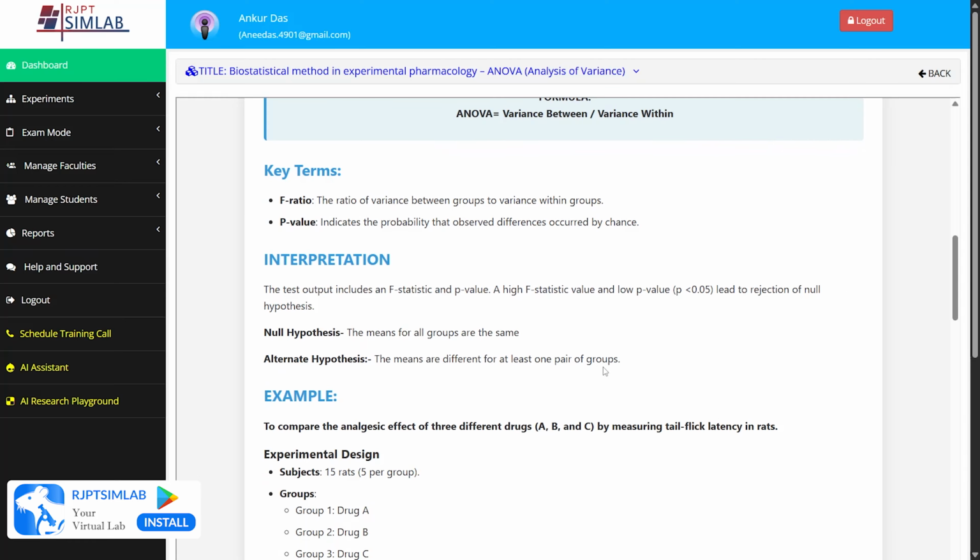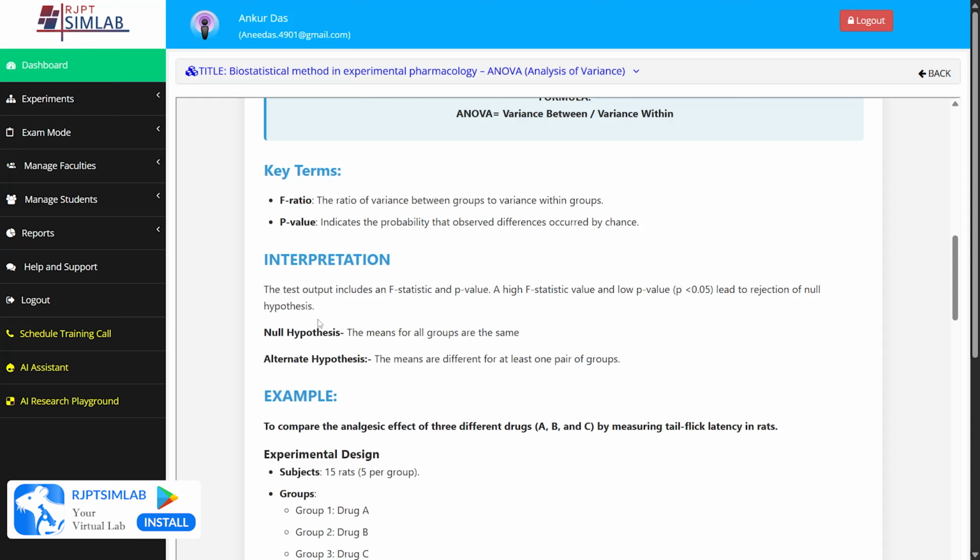Now let us see the interpretation of ANOVA. The test output includes an F statistic and P value. A high F statistic value and a low P value, a P value smaller than 0.05, lead to rejection of the null hypothesis.